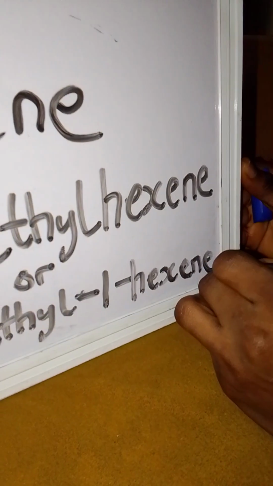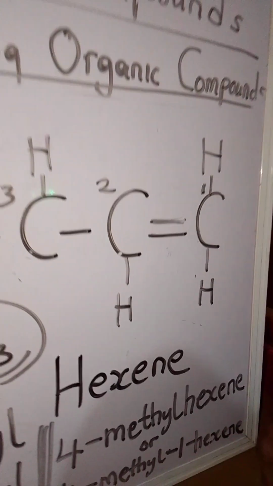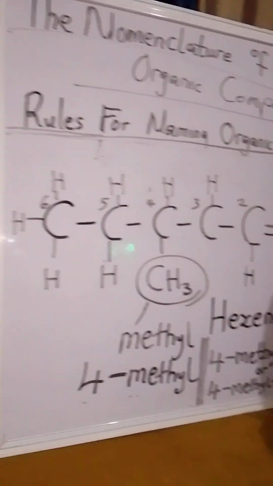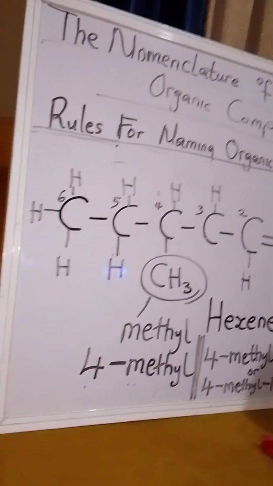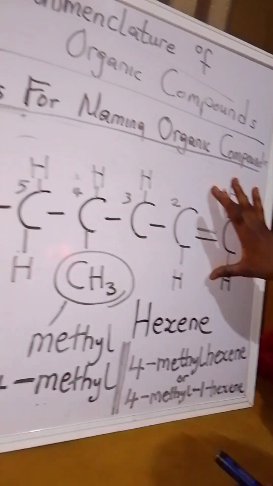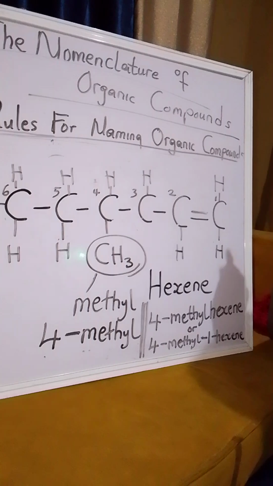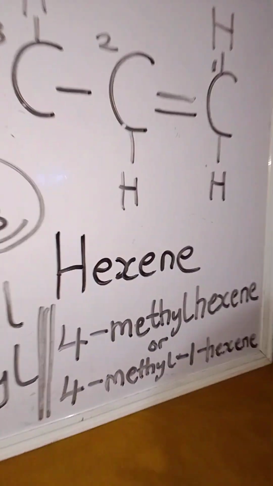Here we have it. I'm going to write it up so that you can see it clearly. So we have 4-methyl-1-hexene. This is the name of this organic compound. Do you understand that? That is how we derive it. So from rule 1 down to rule 4, this is how to name an organic compound.